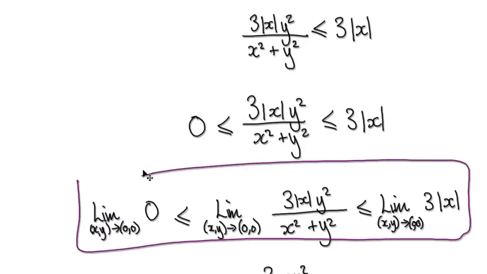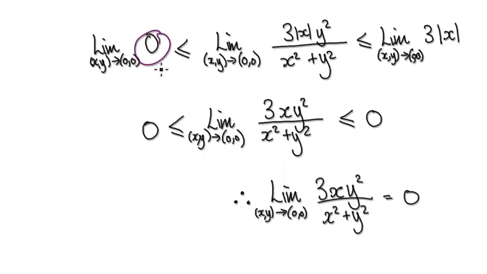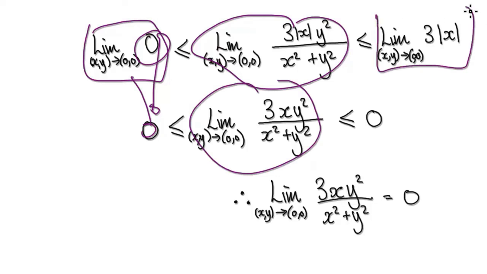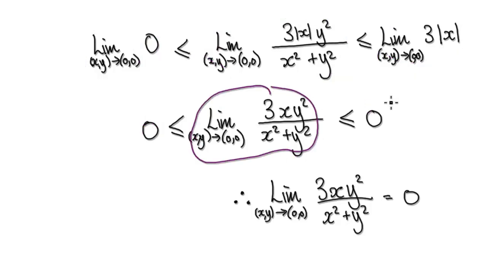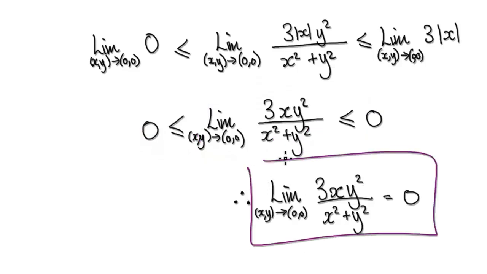So as x and y heads towards 0, this thing here, this whole thing here will be 0. We don't know what this is doing. This thing here, as x and y heads towards 0, there is no y here, so we can ignore y. As x heads towards 0, then this thing here will head towards 0. So we don't know what this is doing, but we do know that it's trapped in between 0 and 0. In which case we know for sure that this thing here will head towards 0. So we know that the limit here equals 0.